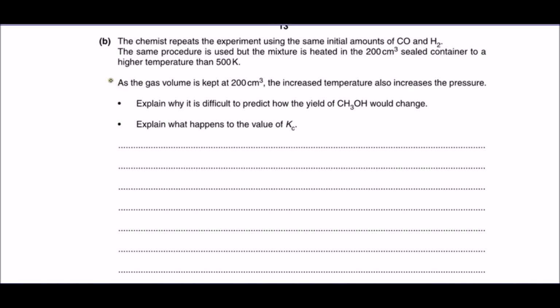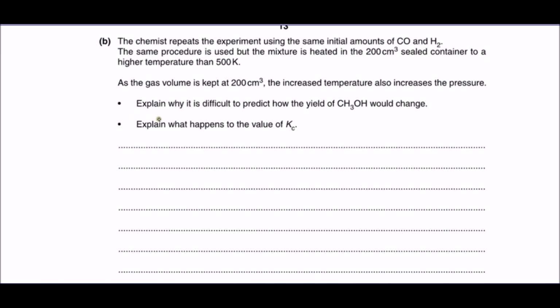Okay, in part B of this question, now this was actually quite tough. So we've got this procedure is repeated using the same amounts of CO and H2, but it's heated to a higher temperature. Okay, so the volume's the same, but the temperature's different. Increased temperature, however, remember you're going to give the particles more kinetic energy. We're going to try and expand. We've got increased pressure. So 2 bullet points that we need to deal with.